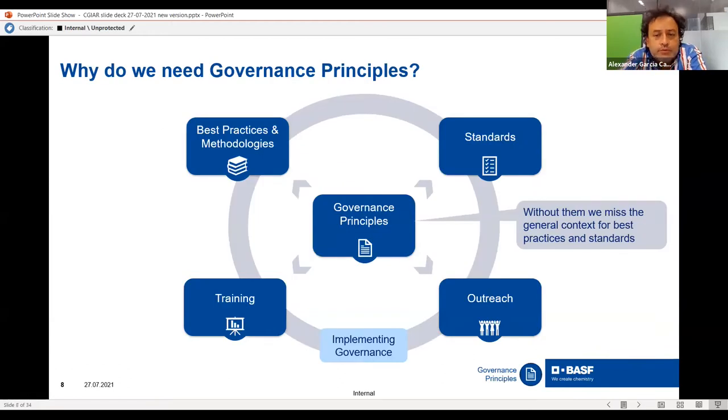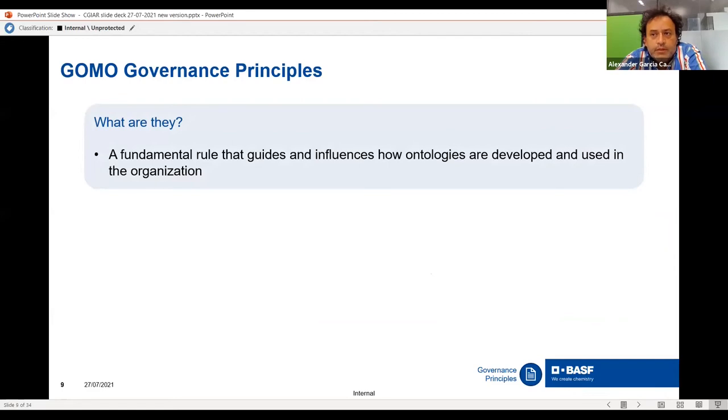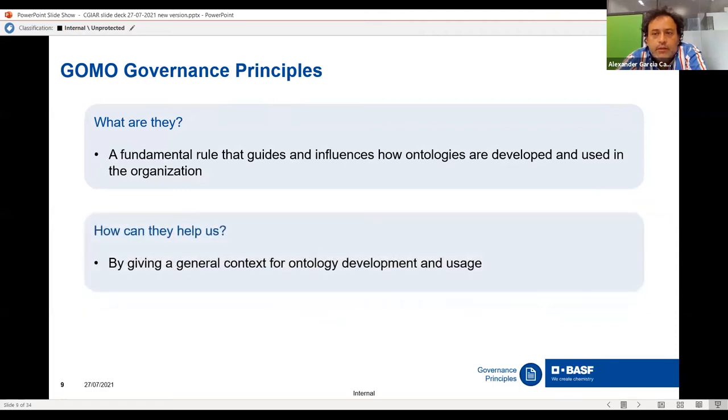Why do we need governance principles? Governance, as I said before, is probably the most abstract one, and governance is difficult to explain. But it's critical because governance is what justifies the existence of standards, outreach, training, and methodologies and best practices. Governance provides a context for all the others. All the others work implementing governance, implementing principles, but the principles are the anchor for all of the others. What are principles? Principles are fundamental rules that guide and influence how ontologies are developed and used in the organization.